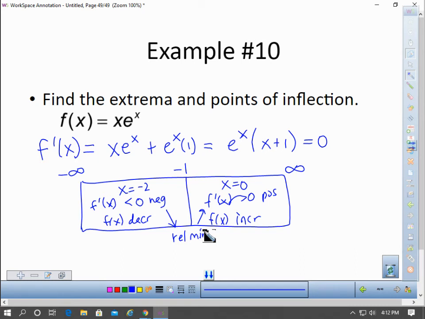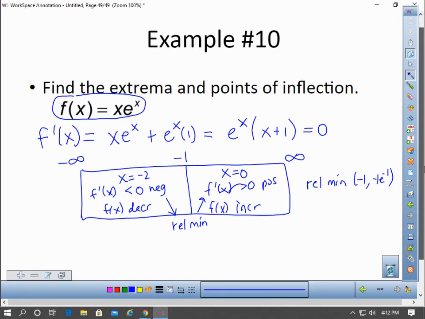Is this coming back to you? So I have a relative min at negative 1, and then if I want to find my y coordinate, I put it into the original problem. All right, this is my original problem. So if I put negative 1 in here, that's going to give me negative 1 e to the negative 1. All right, and that would be my y coordinate. So that's my relative extrema.